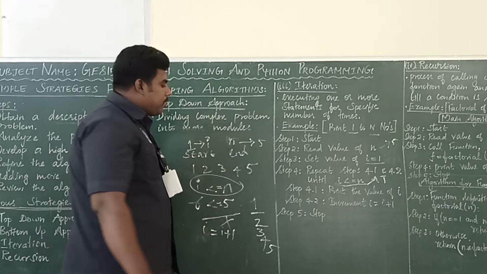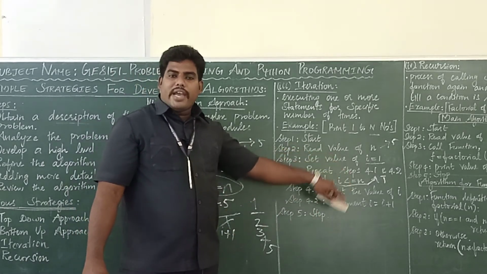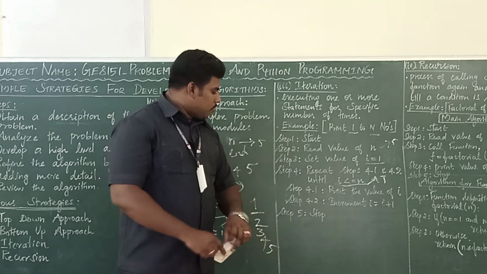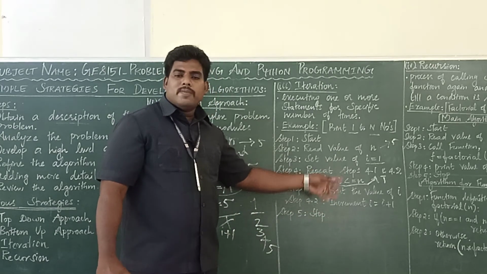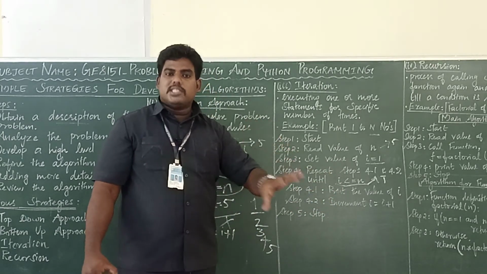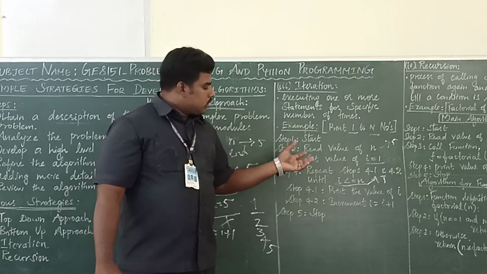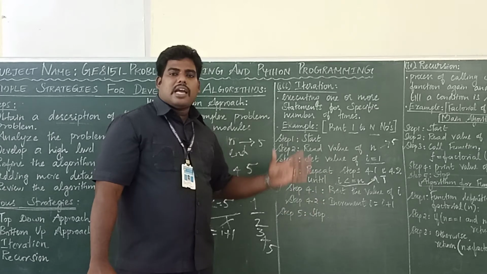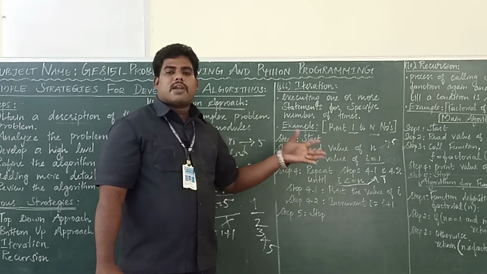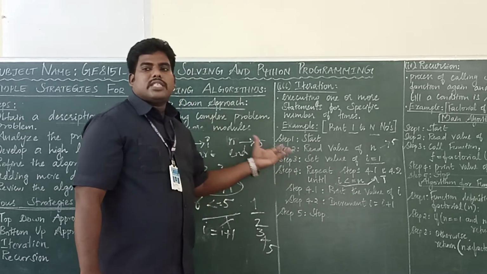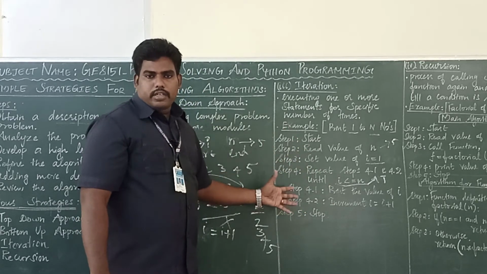How many times did I increment here? Nearly 5 times. 5 times I repeated these two statements, 4.1 and 4.2. This is iteration. If you want to repeat a set of statements again and again, n number of times or a specific number of times, or till this condition is false, we say it is iteration. All of you got it?